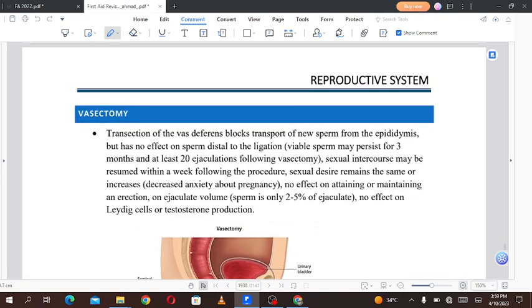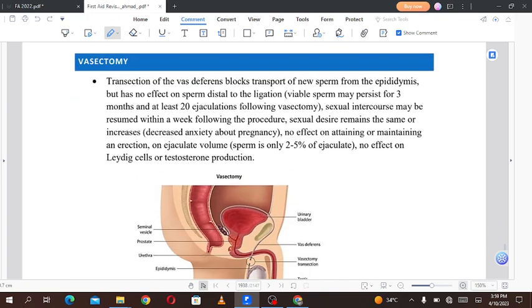So let's go to the vasectomy. Vasectomy is a virilizing procedure. Transection of the vas deferens blocks the transport of new sperm from the epididymis but has no effect on the sperm distal to the ligation. Viable sperm may persist for 3 months and at least 20 ejaculations following vasectomy.